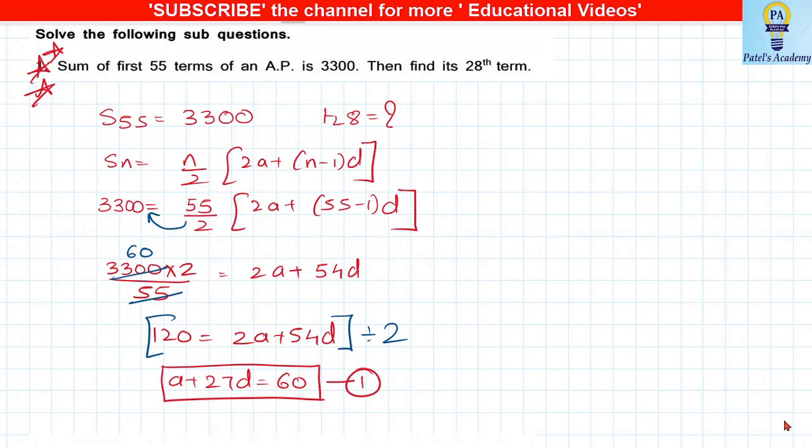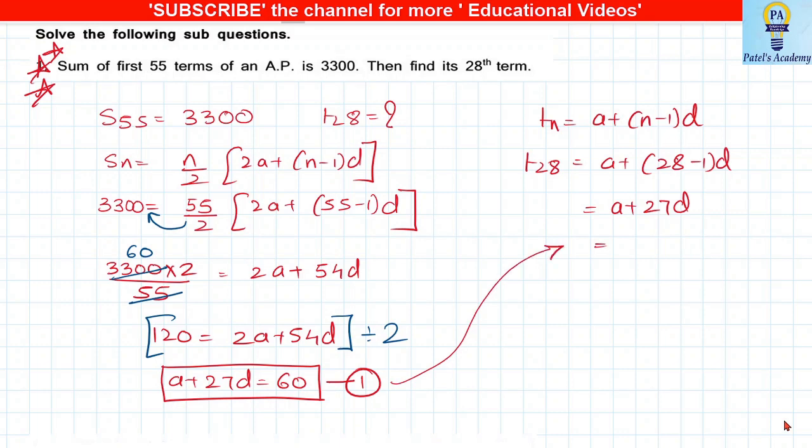You cannot solve after this because we don't know the value of a and d. We don't need the value of a and d also. What is the question? You have to find out the 28th term. So let us use the Tn formula, that is a plus (n minus 1)d. So we want to find T28. That is a plus (28 minus 1)d, that is nothing but a plus 27d. And what we see over here is a plus 27d is nothing but 60. Yes, so your final answer is T28 is 60.